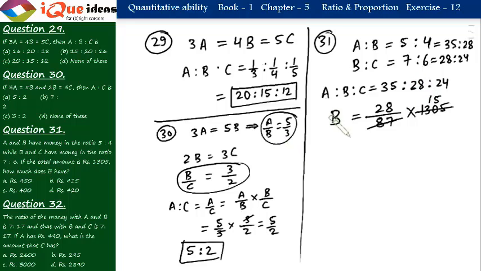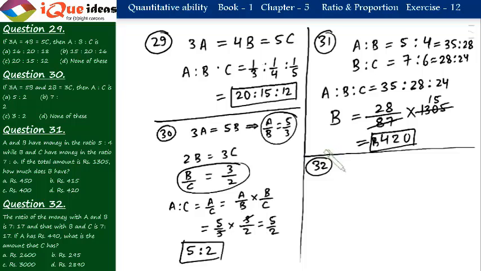So the share of B would be equal to 28 into 15, that is 15 8s are 120, 15 20s are 300, so 420 rupees. Similarly, you could have found the share of the other people also. Okay. Same process with question number 32.